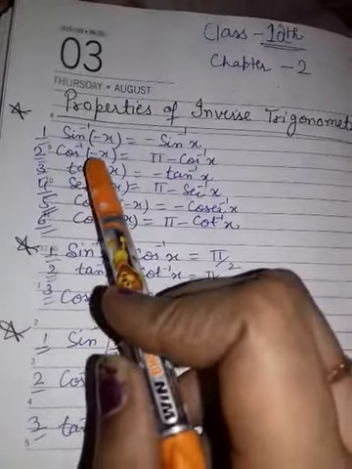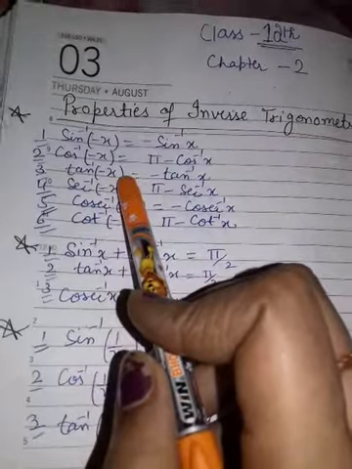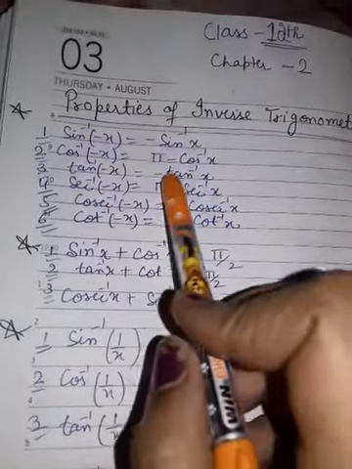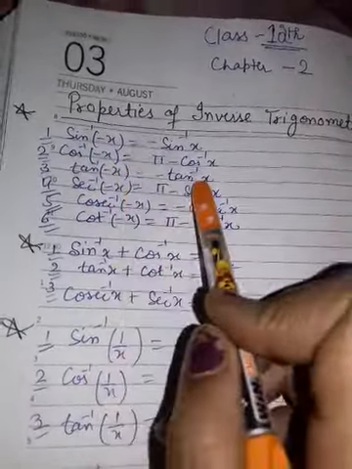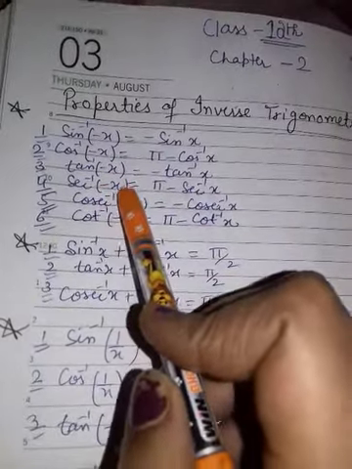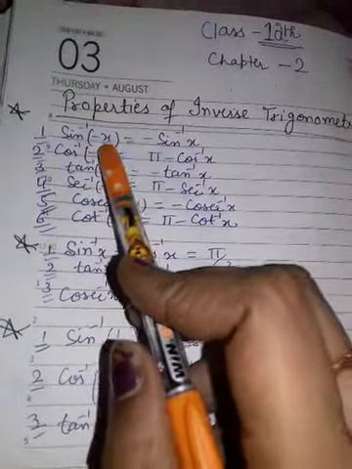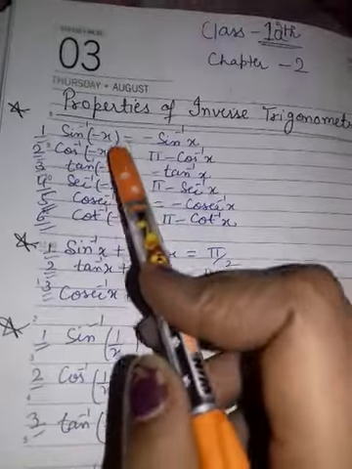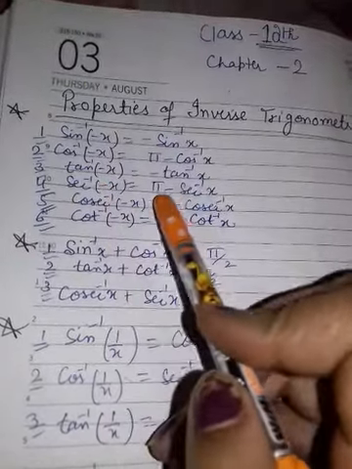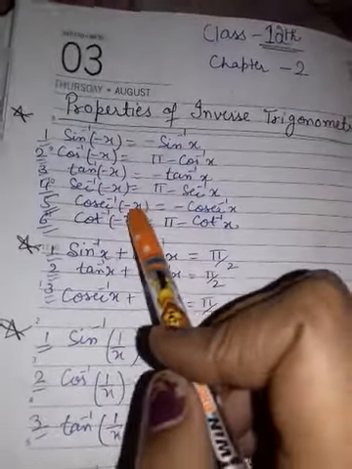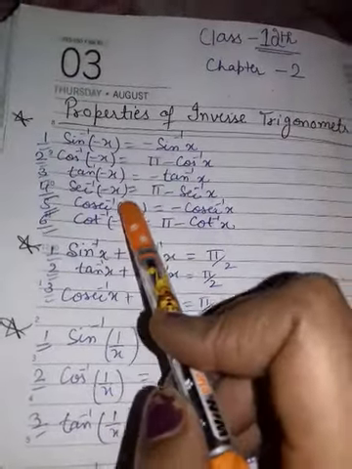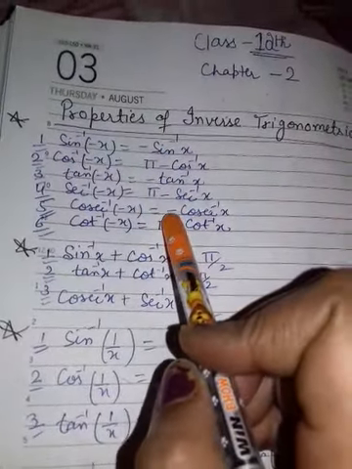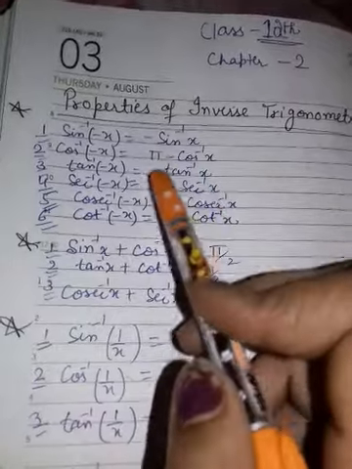Next one is tan inverse of minus x. Just like sine, tan will come, the minus will come out. Secant inverse of minus x: you know cos and secant are reciprocals of each other, so both will come in the same manner. Cosecant inverse of minus x: you know sine and cosecant are also reciprocals of each other, so it will come like sine.